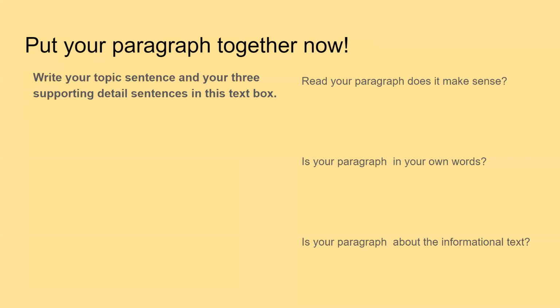Is your paragraph in your own words? You cannot take a sentence from an article and word for word put it as yours. That's called plagiarism, so we need to talk about that. You cannot copy an author's sentence and say it's yours. Does that make sense? And then lastly, is your paragraph about the informational text? If I'm talking about blue whales and I have a sentence about a seagull in the middle, does that make sense? One, it doesn't make sense. And two, is it on topic? Is it on blue whales if I'm talking about a seagull? No, it's not. So we need to make sure that our paragraph is about our topic, okay?